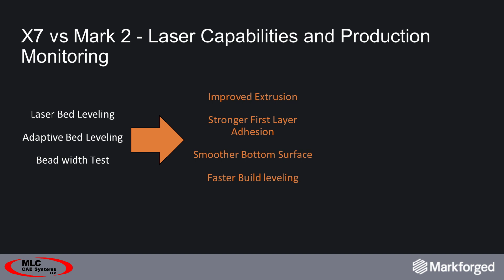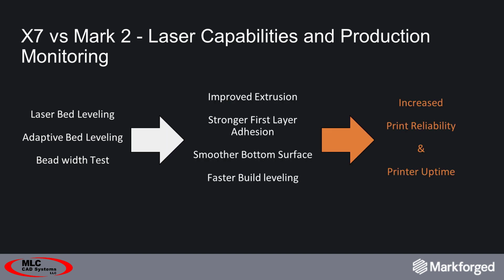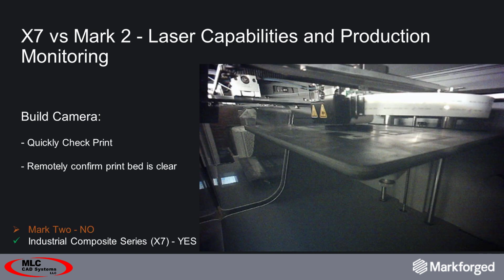deliver improved extrusion, stronger first layer adhesion, smoother bottom surface, and faster build leveling, driving overall increased print reliability and printer utilization and uptime. The X7 industrial composite platform also offers video as a sensor, i.e. a build camera, so we can quickly check prints remotely. One use case might be, it's Friday, 4 o'clock. I want to get home, start my weekend, but I've got a large build that has to be done by Monday morning, or I've got a sizable part that needs to be done by Monday morning, for example.